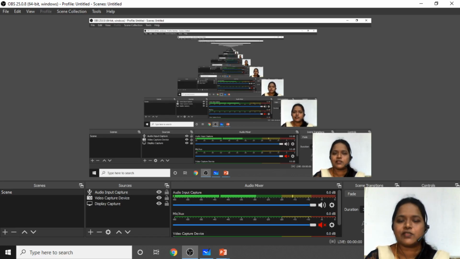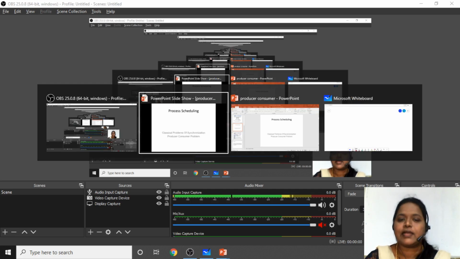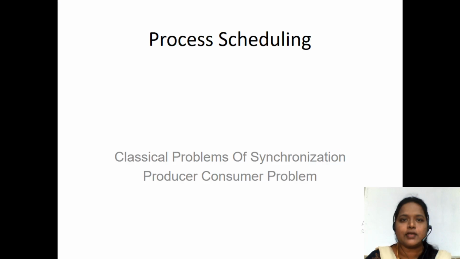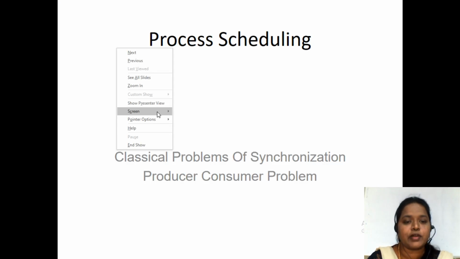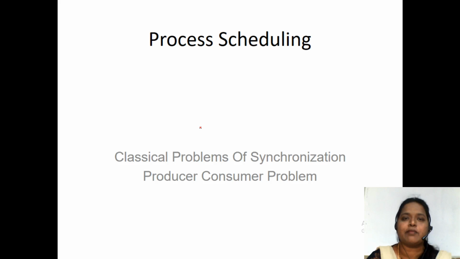Today, we'll be discussing one of the important classical problems of synchronization, which we call the producer-consumer problem. In the last class, we discussed the bounded buffer problem. It is applicable only for two processes. By making use of a critical section, it has solved all three problems of the critical section. What are the three? Mutual exclusion, progress and bounded waiting.